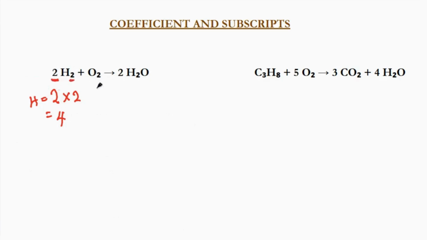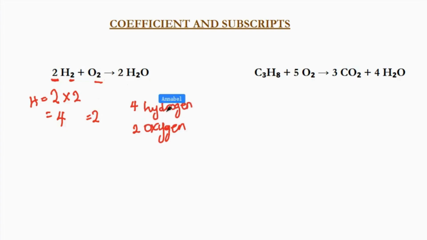How about for the oxygen? How many oxygens are there in the reactant? We have 2 oxygens, just the subscript, 2 oxygens. Then in the product, how many hydrogens? We also have 4 hydrogens and 2 oxygens. This is quite easy.